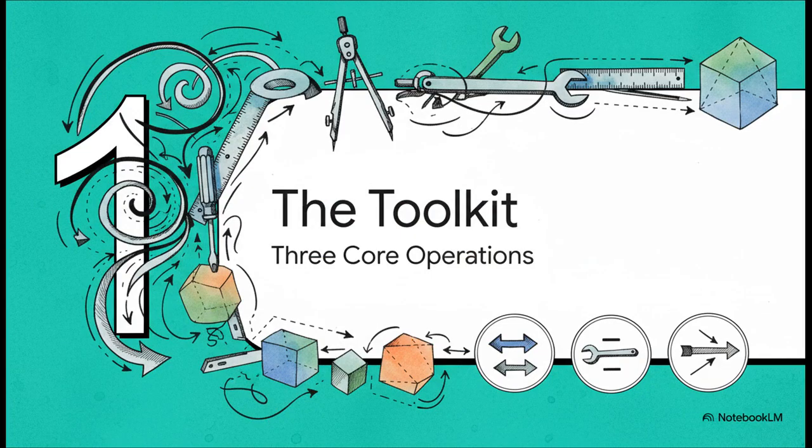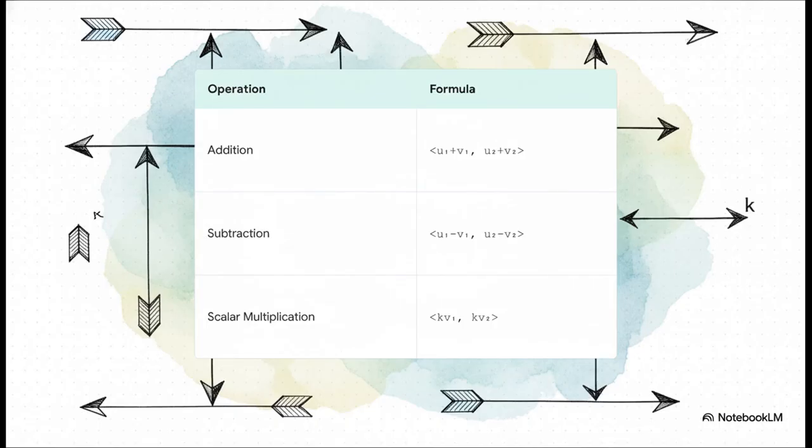Okay, so let's dive in. We're going to build your vector toolkit right now with just three core operations. And the best part? You master these, and you're pretty much set to solve almost any problem that involves combining vectors. So here are the rules of the game, and honestly, it's incredibly simple.